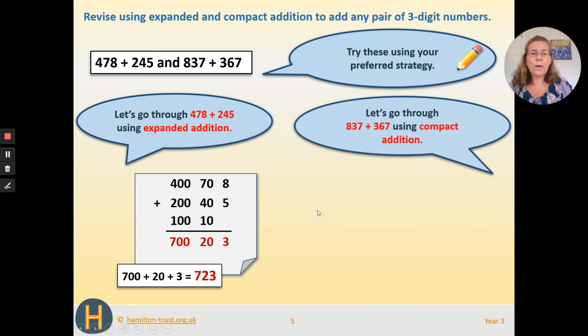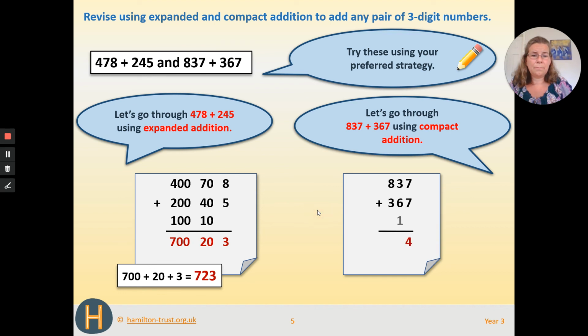Now let's go through 837 and 367 using the compact addition method. Your answer should be 1,204. Did you get that right? Fantastic. If you're getting the compact method right, it's probably easier for you to stick to that because you've got a good grasp of it.